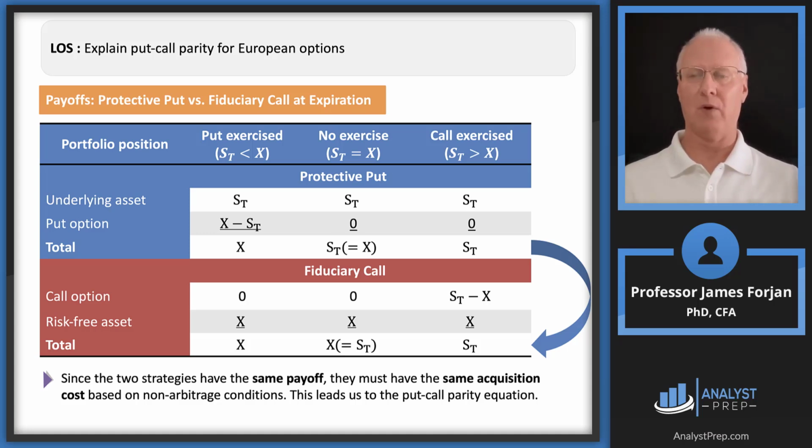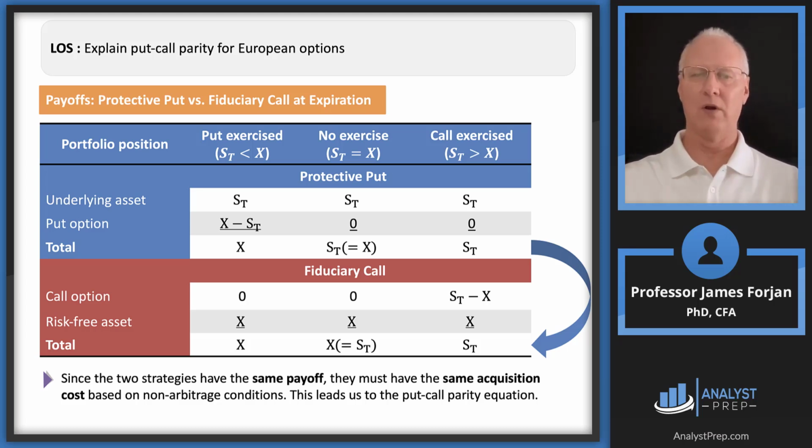How about the risk-free asset? Well, we know that it's a risk-free asset, so if it matures for the exercise price, say it's $100, then it's X and X and X. It doesn't matter what the stock price is at expiration. And then if you add 0 plus X, you get X, which is also equal to the stock price, right? And if you add ST minus X plus X, you get ST.